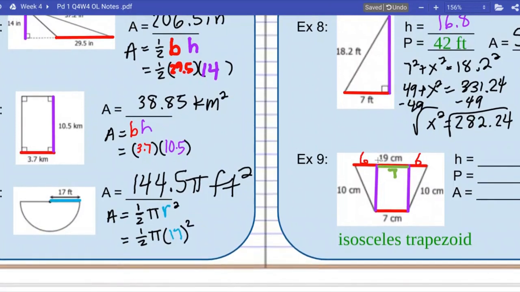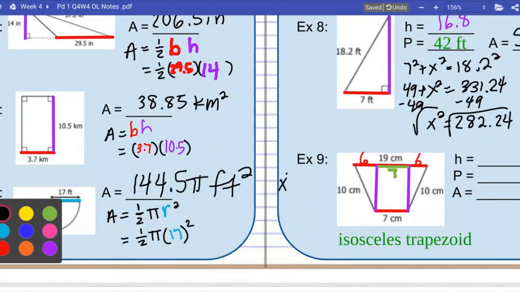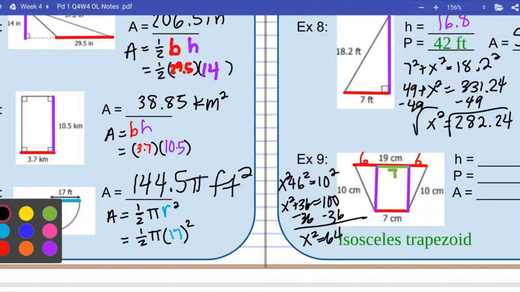So in order to find the height, we can use the Pythagorean theorem. X squared plus 6 squared equals 10 squared. That's x squared plus 36 equals 100. Subtract 36 from both sides. We get x squared equals 64. And then when we take the square root, we get the height is going to end up being 8.